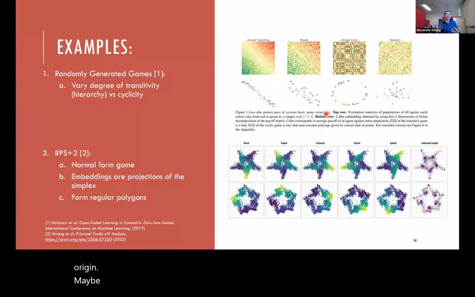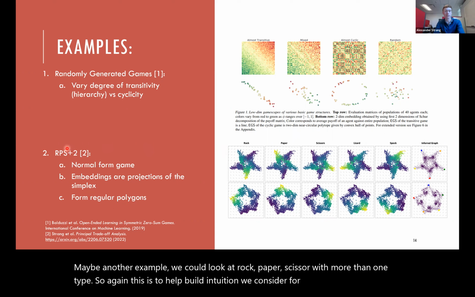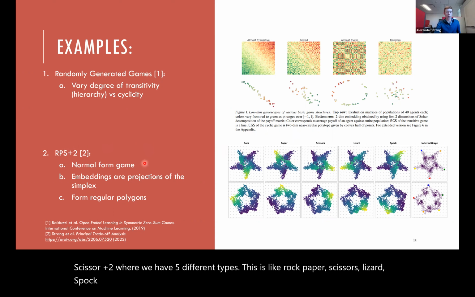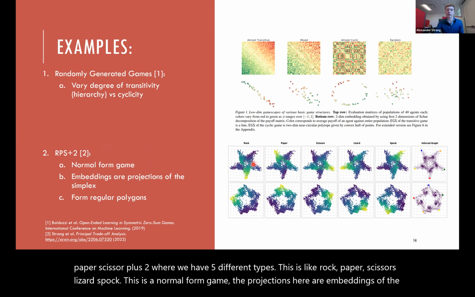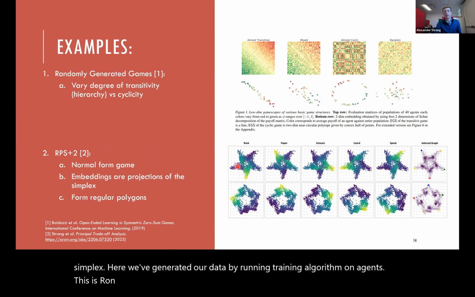Maybe another example, we could look at rock, paper, scissors with more than one type. So again, this is to help build intuition. We consider, for example, rock, paper, scissors +2, where we have 5 different types. This is like rock, paper, scissors, lizard, Spock. This is a normal form game. The projections here are embeddings of the simplex. Here we've generated our data by running a training algorithm on agents. So this is run using self-play.